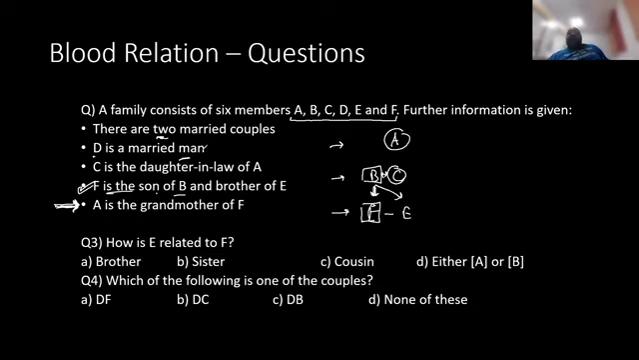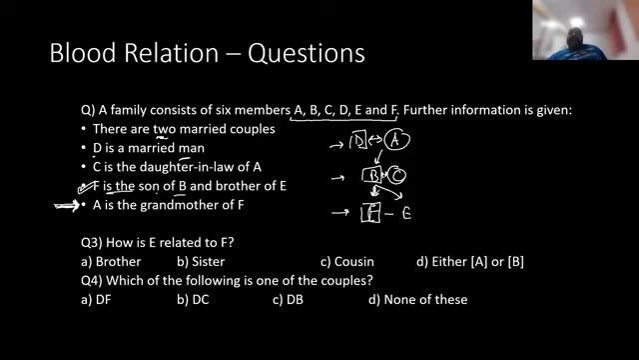D is a married man because A is to be a married couple. A is a female. D becomes the married male, and this becomes the first couple. So D and A are a couple. They have B as their son. B is married to C, so two married couples. And B and C have two children, F and E.